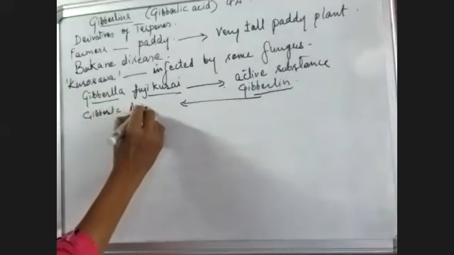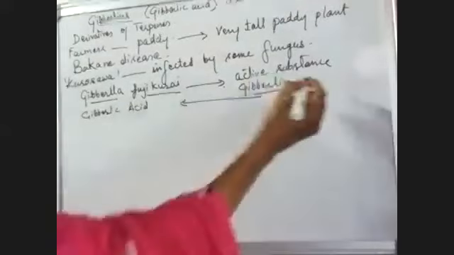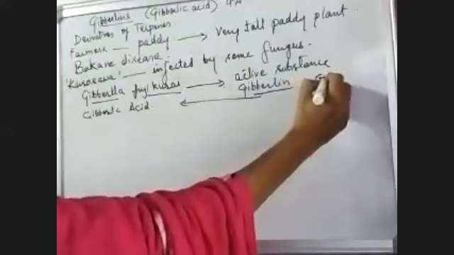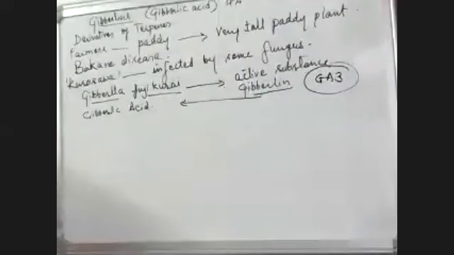Gibberellic acid. Many gibberellic acids or gibberellins have been discovered till now, and out of all of them, gibberellic acid 3 is the one which is most studied and discovered first.